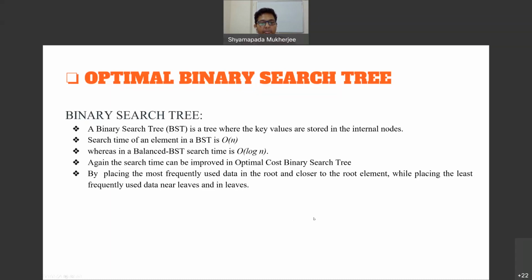This is the basic thing we want to discuss here. And the other point, as I already mentioned, is that the frequently used data, or the data which frequently appears in the text, must be placed nearer to the root. And the other elements, the least frequently used words, can be kept far from the root, or at the leaf level.